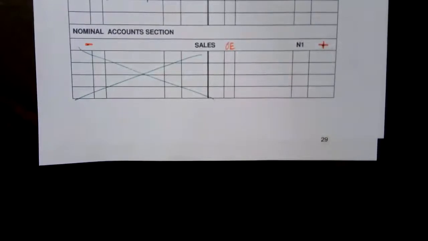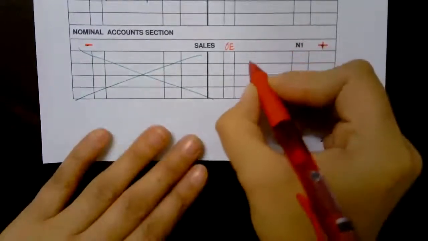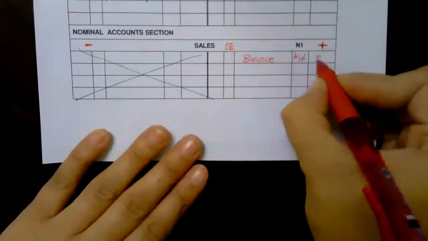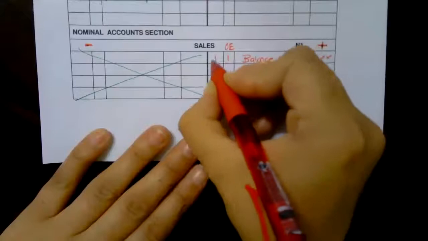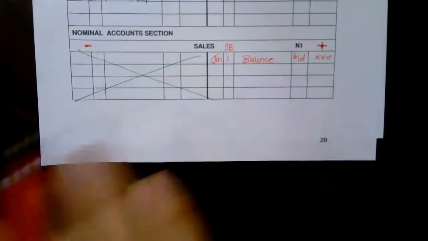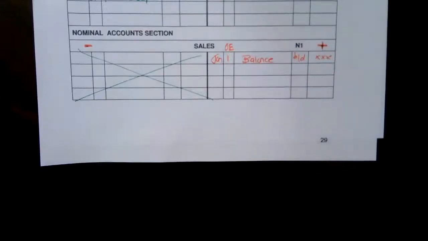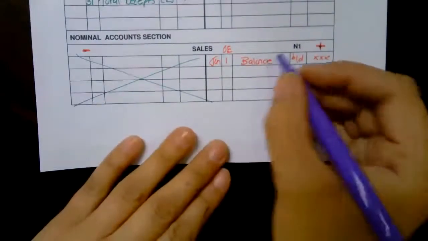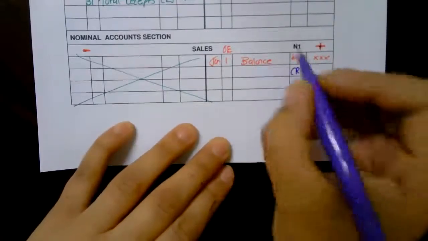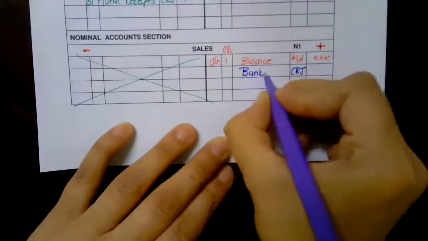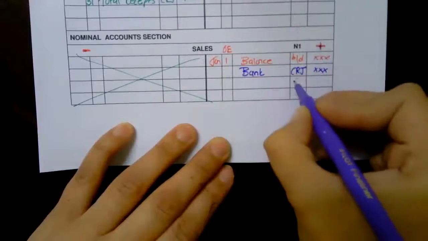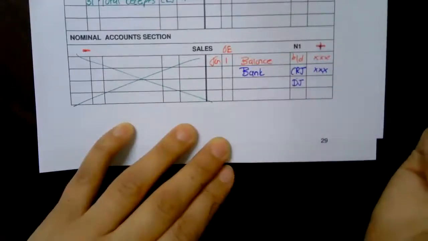So if you have a balance brought down for sales, it will go on the credit side. So you will write balance brought down and the amount on the 1st of Jan. If you do not have a balance brought down given to you, then you do not write that down. Okay, now we've got 2 types of sales. We've got sales according to the cash receipts journal. So then you will write bank, cash receipts journal. And we have our credit sales.